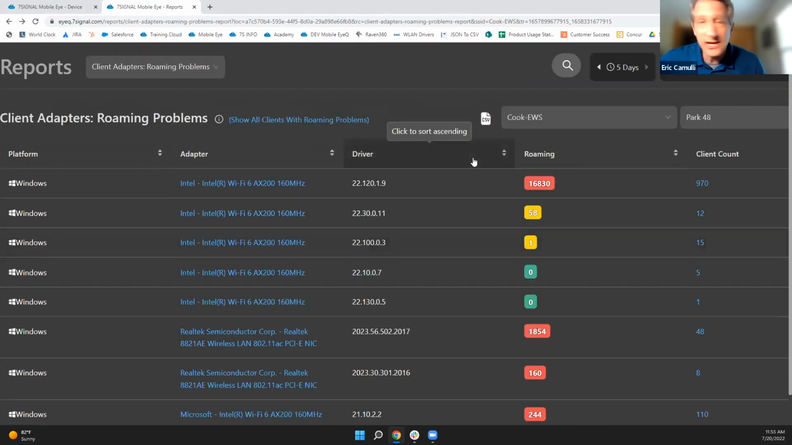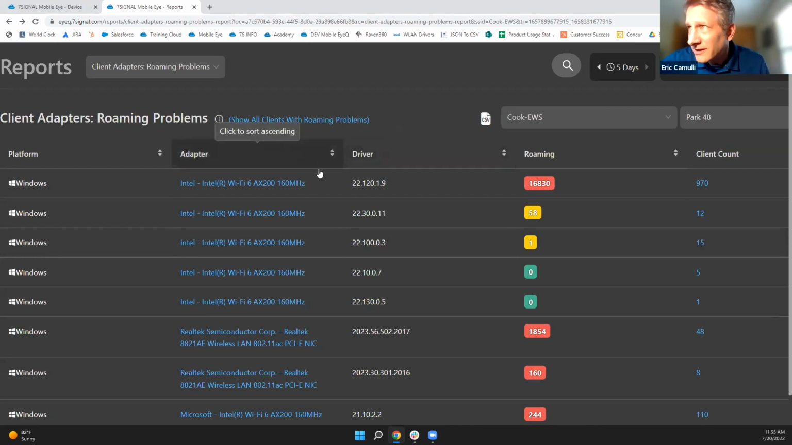One of these cool reports that you can run inside Mobileye is exactly what we've been talking about. Hey, give me a list of all of the adapter driver combinations that are in my population that I have out there. And this is a customer that's got a Mobileye on about 3,000 or 4,000 devices. So they've got a nice little sample set.